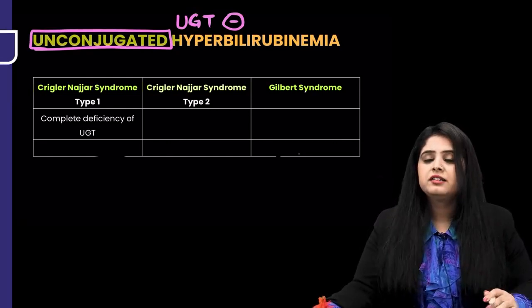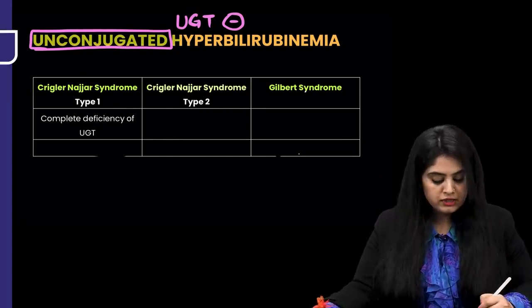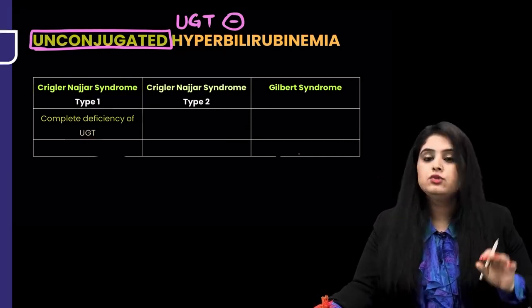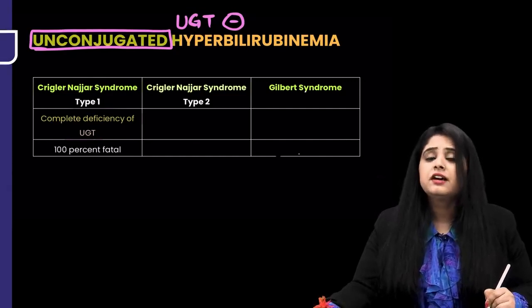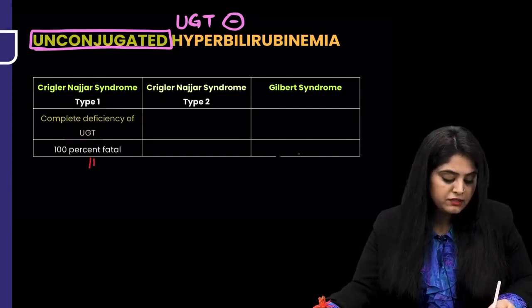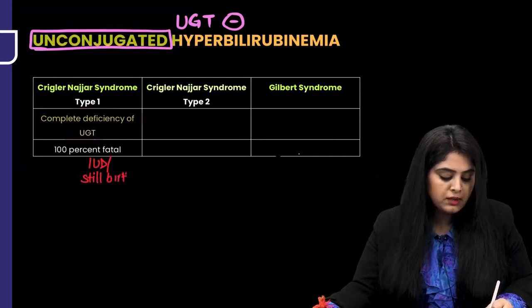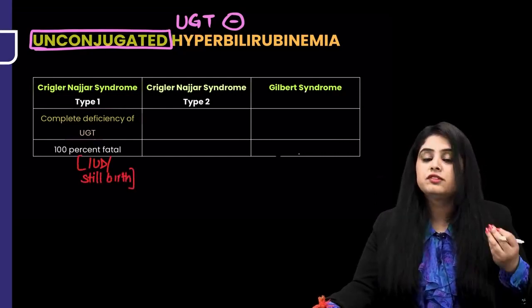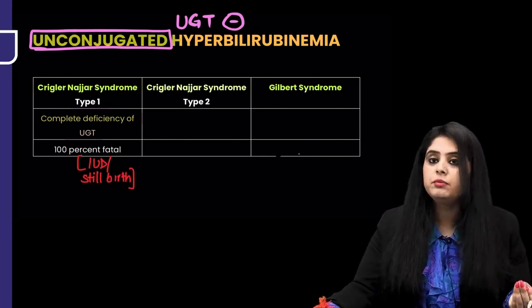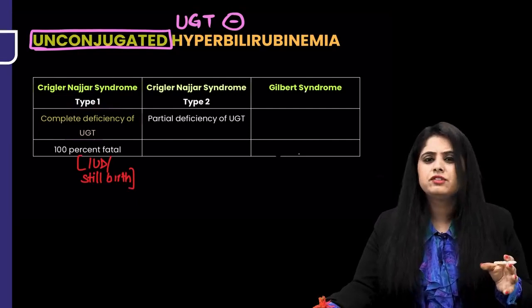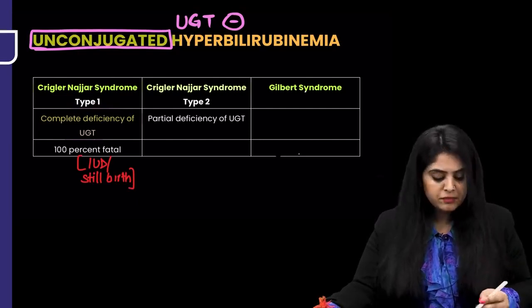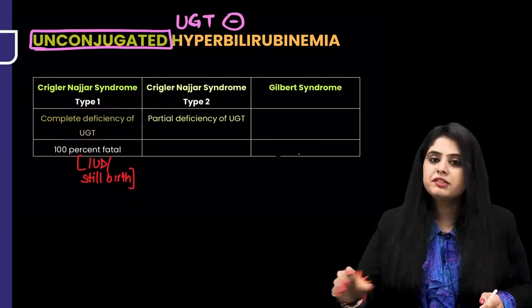Crigler-Najjar type 1 is complete deficiency of UGT. This person has zero levels of UGT, no level of UGT. So this patient is never going to survive. This is 100% fatal. It usually results in intrauterine death or stillbirth. This is not compatible with life, because this child does not have any molecule of UDP glucuronyl transferase. Crigler-Najjar type 2 is partial deficiency. A little is there, a little is missing. That is partial deficiency of UGT, so the person will survive.